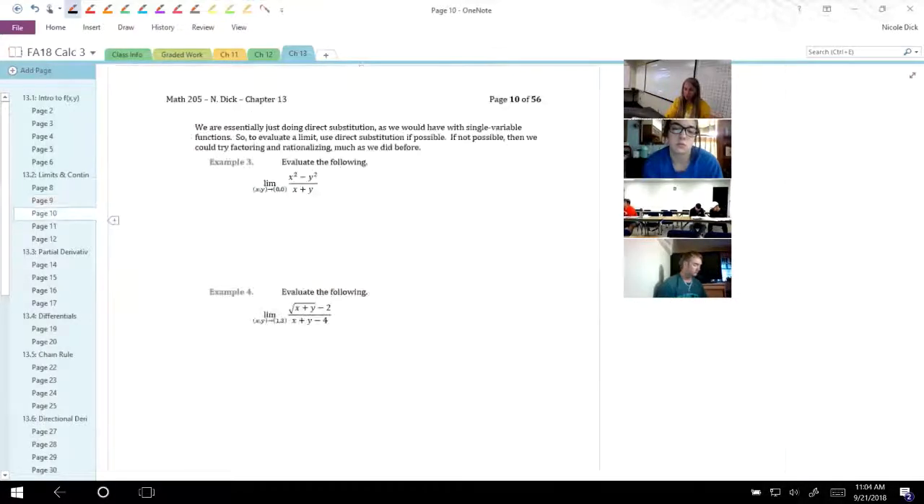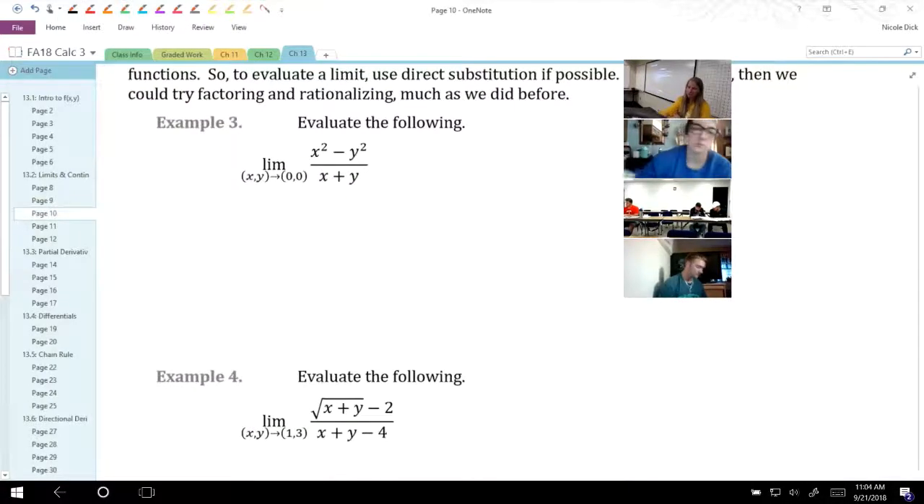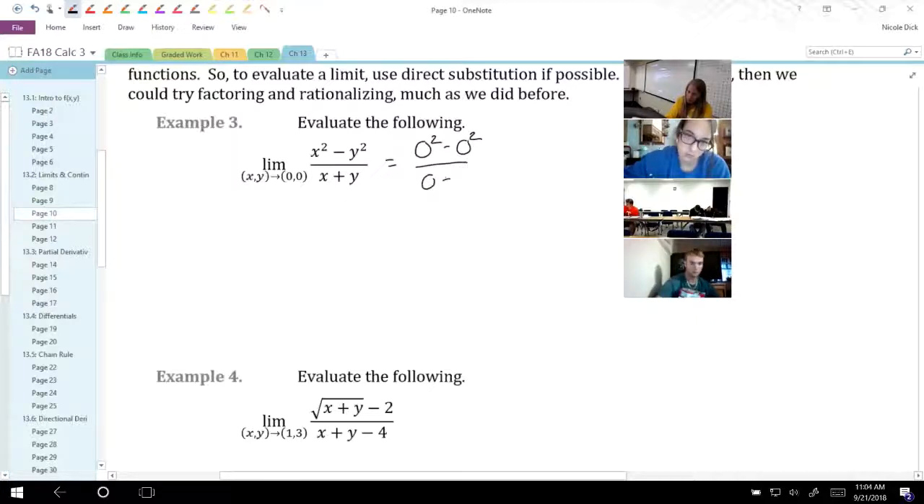So let's do a couple more where they work. We just have to do a little bit of algebra to get there. Example 3. Evaluate the following. You guys are smart enough to know that if you plug in all those zeros, you're going to get 0 over 0. So feel free to do the work on that, or just take a look at it. But we get 0 over 0, which hopefully you recall is indeterminate form.